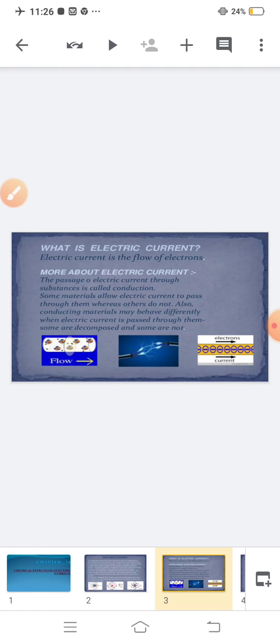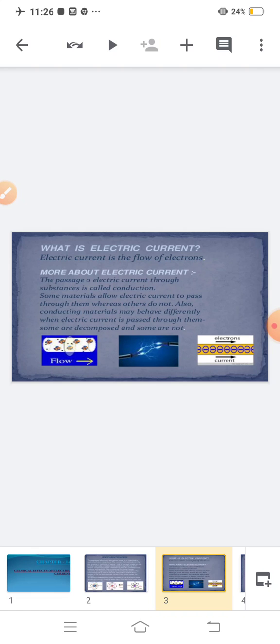Now more about electric current. The passage of electric current through a substance is called conduction. Some materials allow electric current to pass through them, whereas others do not. Also, conducting materials may behave differently when electric current is passed through them; some are decomposed and some are not.